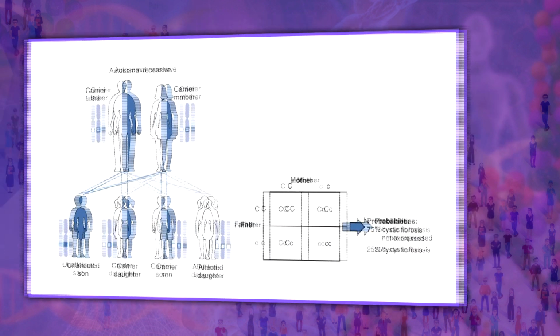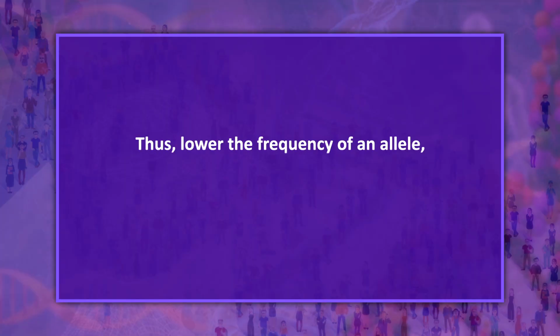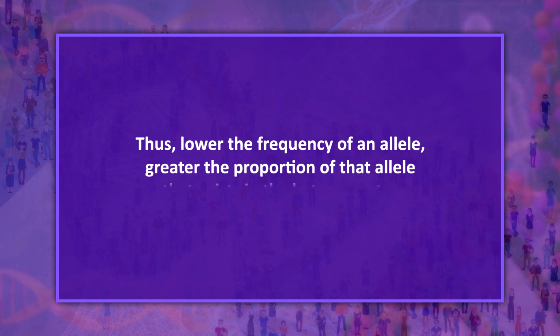This implies that the frequency of heterozygous carriers is much higher than that of affected homozygotes. A similar calculation shows that when an allele is very rare in the population, the proportion of carriers is still much higher and affected homozygotes much lower. Thus, the lower the frequency of an allele, the greater the proportion of that allele that exists in the heterozygotes.